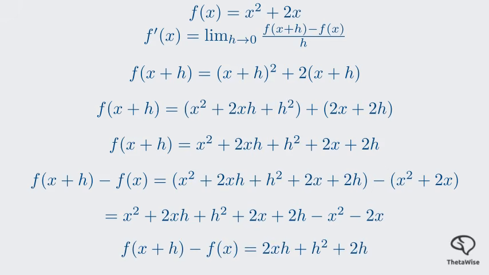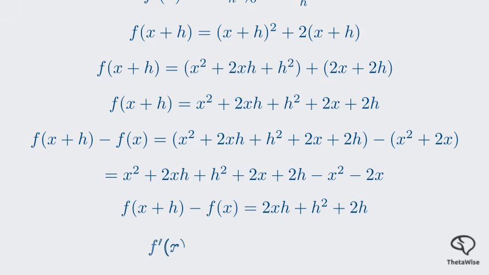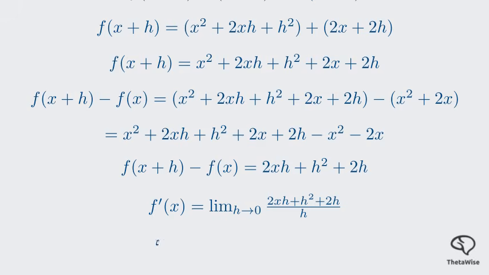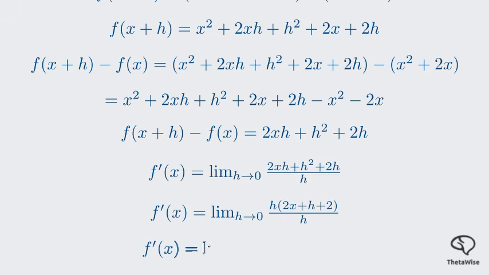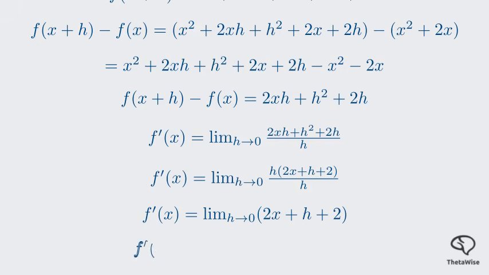Step 4, calculate the limit. We plug our expression into the formula. We have the limit as h approaches 0 of 2xh plus h squared plus 2h all over h. We factor out the common h from the numerator, giving us h times the quantity 2x plus h plus 2. After canceling the h's, we take the limit as h approaches 0 of 2x plus h plus 2. Substituting h equals 0, we get 2x plus 0 plus 2. Our final answer is f prime of x equals 2x plus 2. Again, if you verify this with the power rule, you will find the same result.